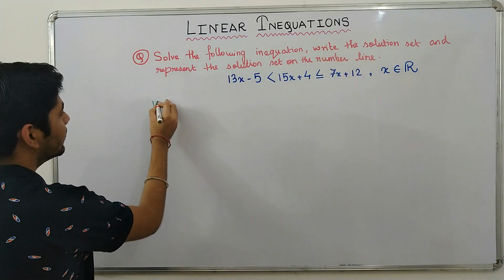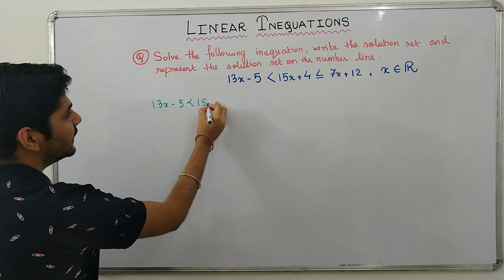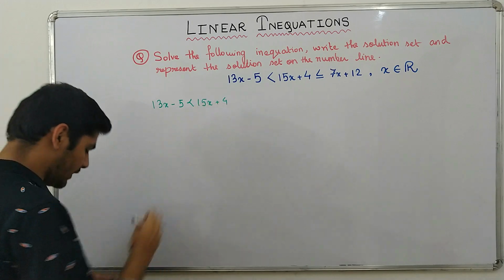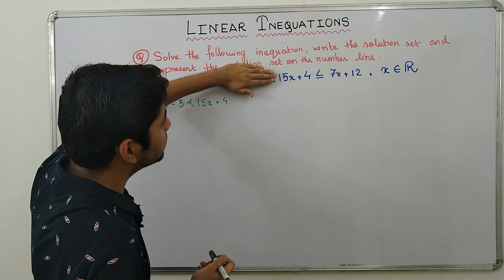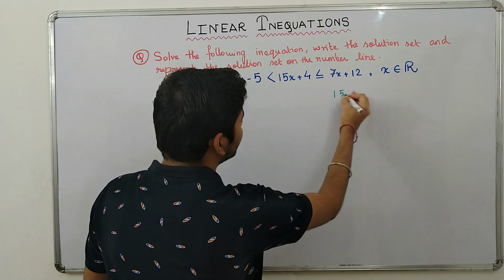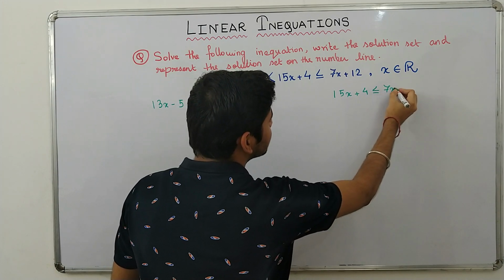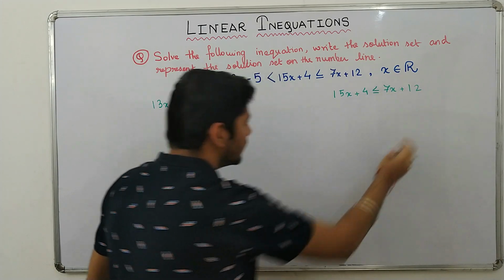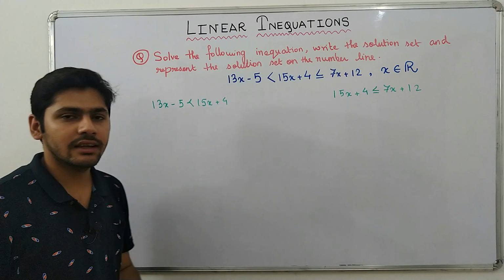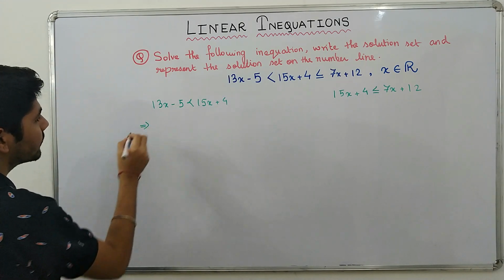So we will get 13x minus 5 is less than 15x plus 4. Then I will cover up this part to get the next inequation. So we will get 15x plus 4 is less than equal to 7x plus 12. So we get two separate inequations. Let's solve them. First this one.